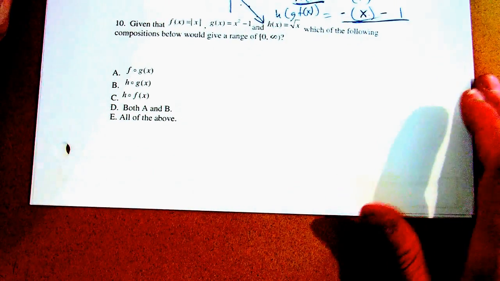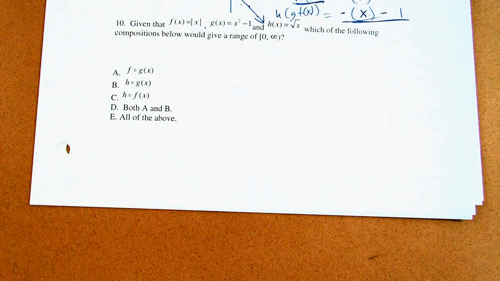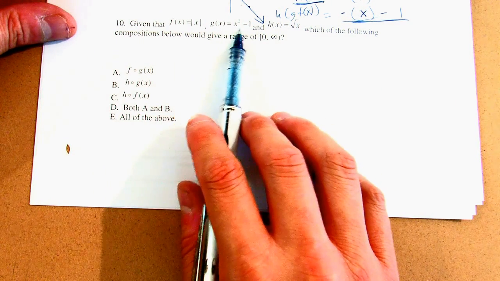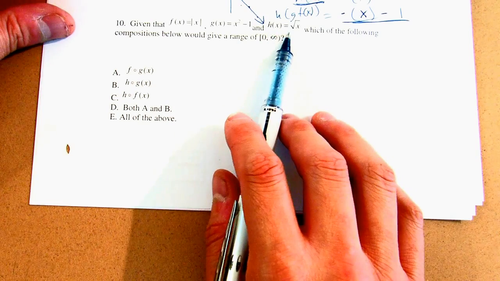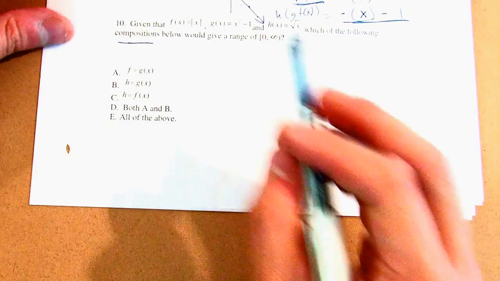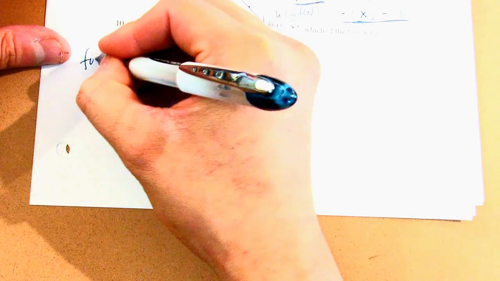Welcome everybody. We are now doing practice question number 10 on the practice exam. It says here, given that f of x equals the absolute value of x, g of x equals x squared minus 1, and h of x equals the square root of x, which of the following compositions below... when it says compositions, it means function in a function.